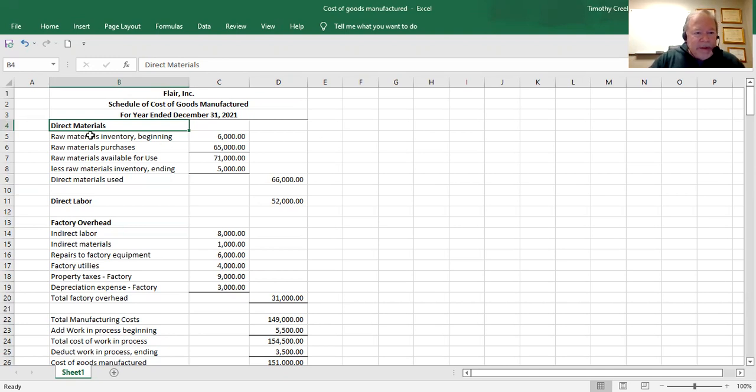So raw materials, we start with our beginning inventory, what we start with at the beginning of the period, plus what we purchase would be the total raw materials available for use. We then back out what we end with, and this is the direct materials that were used in the manufacturing process. This would be what would be transferred into work in process during the period.